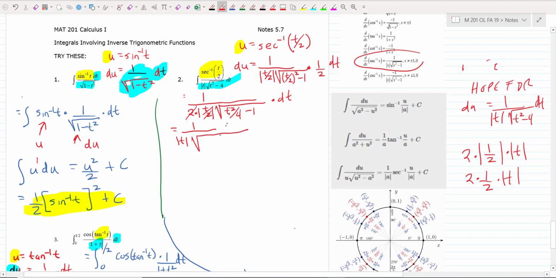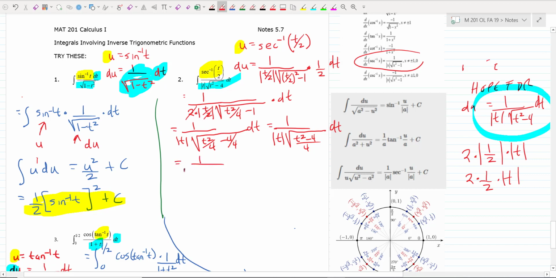And then we can get a common denominator here, so we'd have t squared over 4 minus 4/4 times dt. So that would be 1 over the absolute value of t, square root of t squared minus 4 over 4, times dt. Remember, what are we looking for? We're hoping to get this. We're getting closer. We're not quite there, but we do seem to be getting closer. So I've got 1 over the absolute value of t times the square root of t squared minus 4, all over 2, because the square root of 4 is 2.